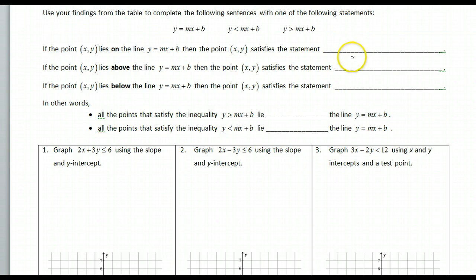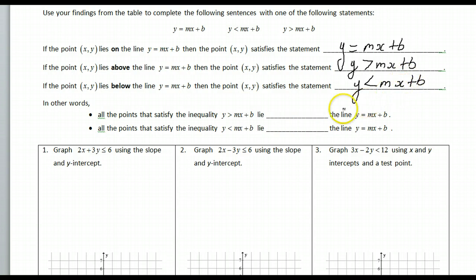So let's use the findings from the table to complete the following sentences. If the point (x, y) lies on the line y equals mx plus b, then the point satisfies the statement that y is equal to mx plus b. If the point lies above the line, then the y value is greater than mx plus b, and if the point is below the line, then the y value will be less than the point on the line, which is y equals mx plus b.